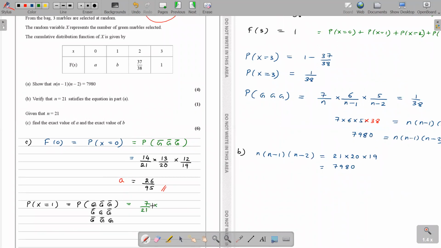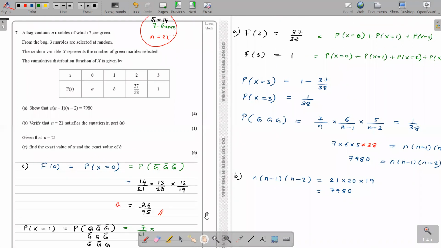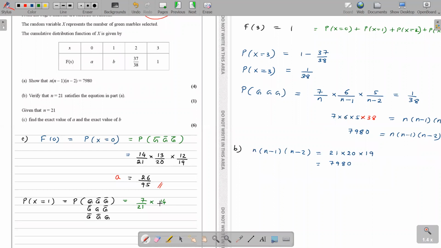The next one, so we have taken 1 green marble out. Then not green, we have 14, right? So next 14 out of how much? Is it 21? No, it's 20 because you have taken 1 green marble out. So 14 out of 20. Next not green marble is 13 out of 19. Do I need to find the individual probability for these 2 parts? No, just take the probability of one part and multiply it with 3. So this is the probability of x equal 1.